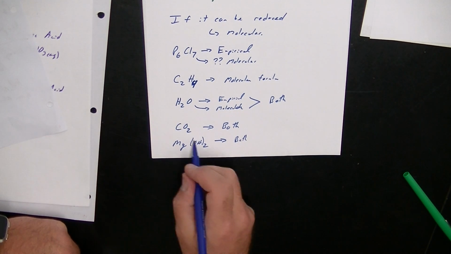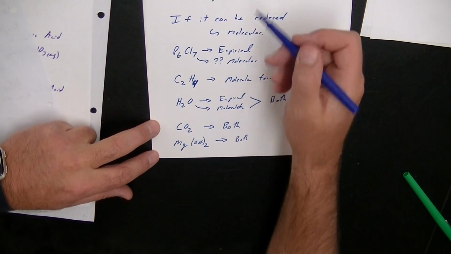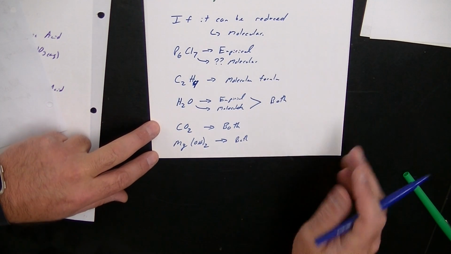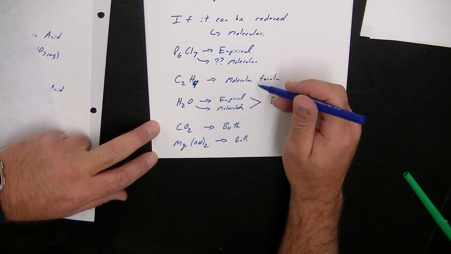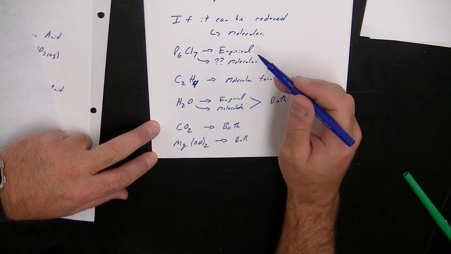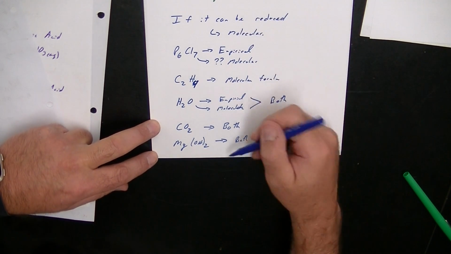And again, I'm not sure that you would know that yet, but maybe. It's pretty easy to tell the difference, though. If it can be reduced, it's definitely just molecular. If it can't be reduced, it's definitely empirical, but it could also be molecular. And that's the difference.